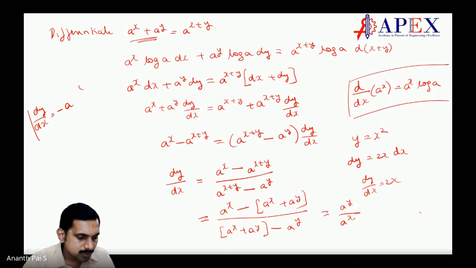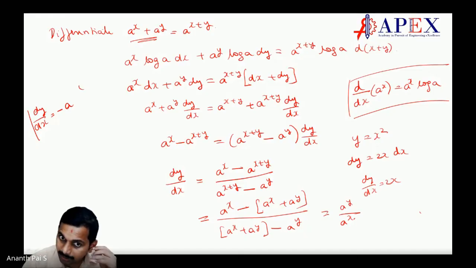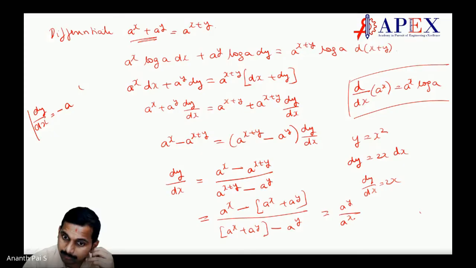Okay. So when you take this, dy by dx, we will have on this side minus a power y by a power x, right? Minus a power y by a power x. This is what we have to get.